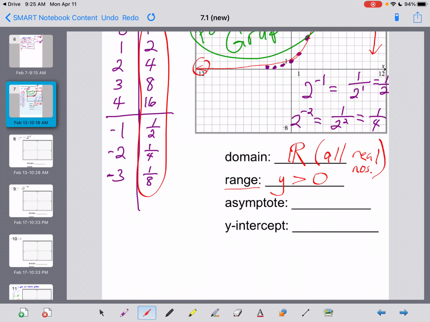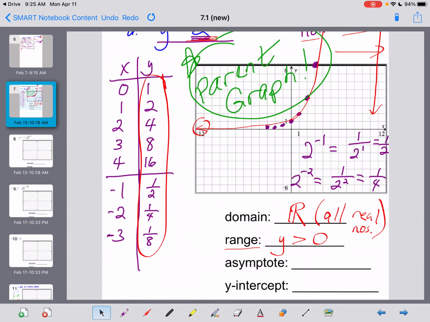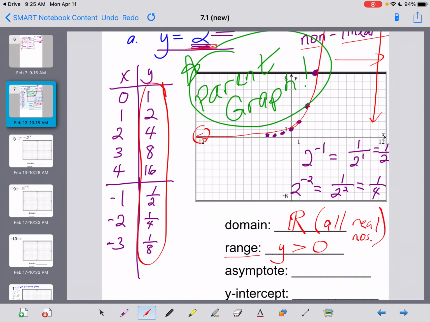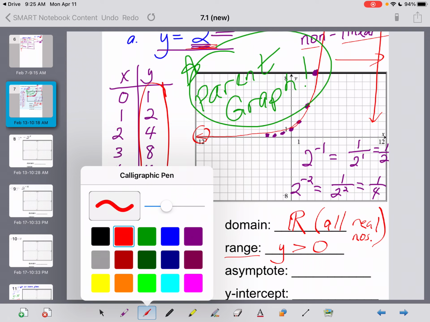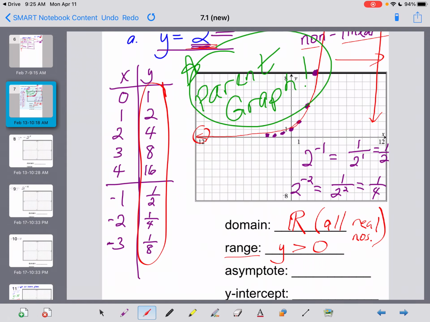So that's important. The asymptote, that's a word we haven't talked about a whole lot here this year. That asymptote is going to be kind of a dashed horizontal line right here that your function is going to approach but never quite touch. And that is this line right here that the graph gets closer and closer to, but it never touches and it never crosses.